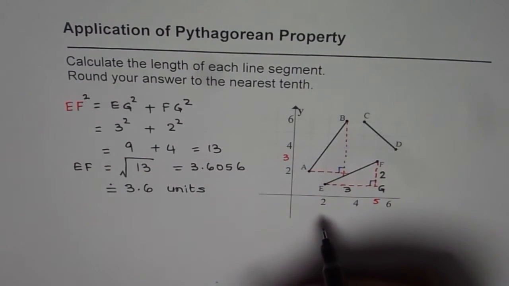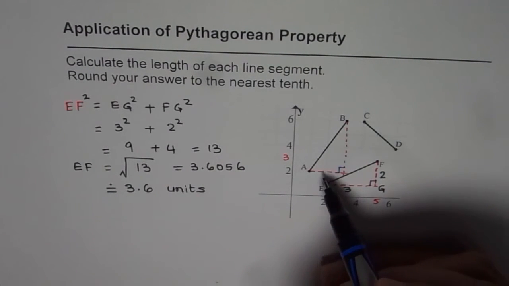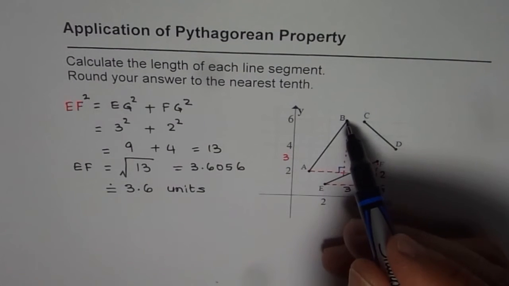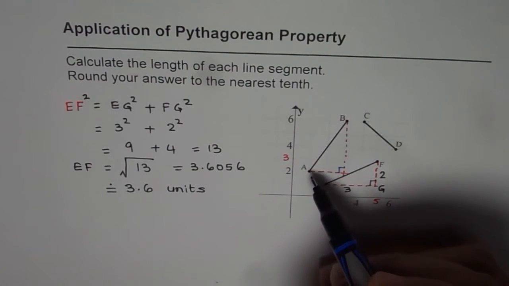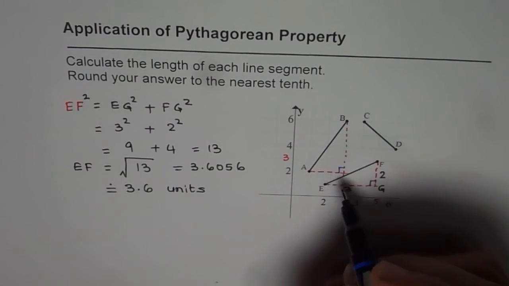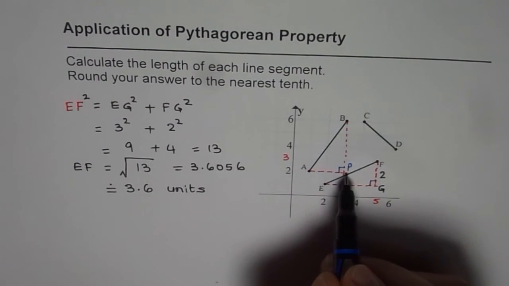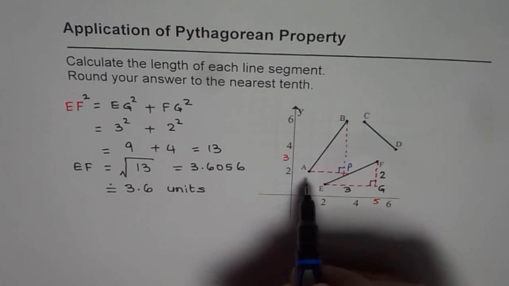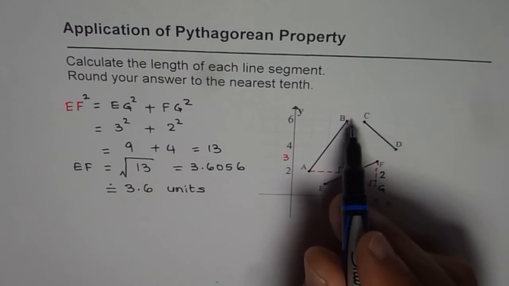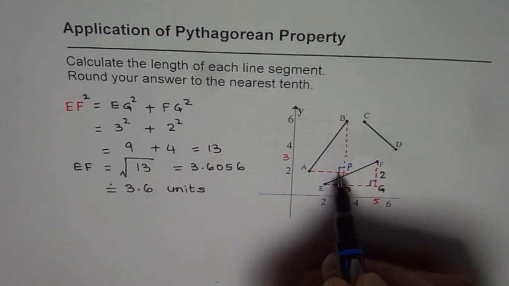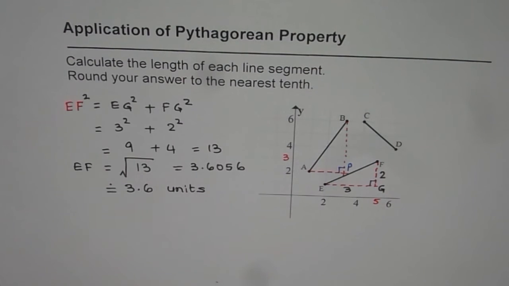Since they form a right triangle, you can use Pythagorean property to find length AB, knowing fully well that AB square is equal to, let's name this point as P, right? AP square plus PB square. The length of AP and PB can be read from the grid, right? So that is how you do it.